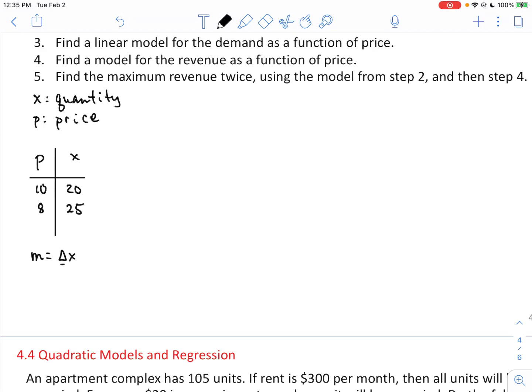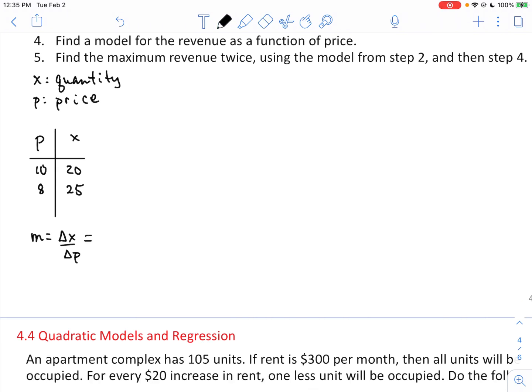We're going to assume that the relationship here is linear, so we have to figure out the slope. It's going to be the change in x divided by the change in p. Notice I'm treating x as my dependent variable and p as my independent variable. So our slope is the change in x: 25 minus 20, that's 5, divided by the change in price: 8 minus 10 is negative 2. The units here would be cases per dollar, suggesting that for every $2 decrease in price, our quantity goes up by 5.